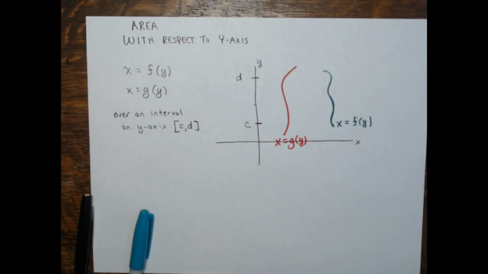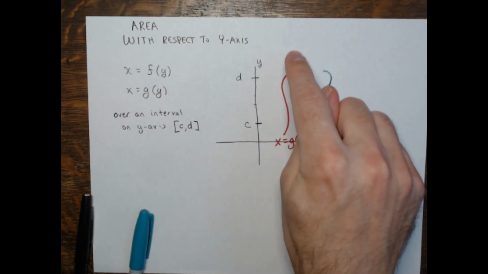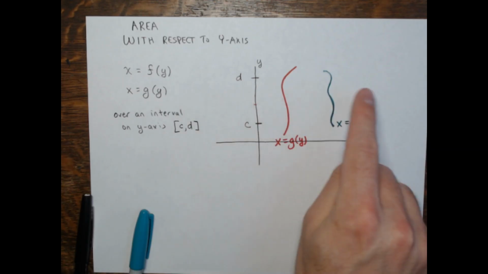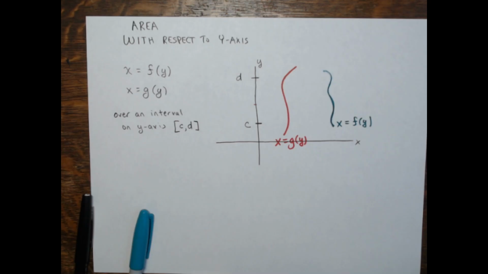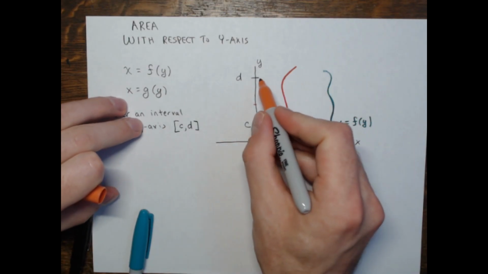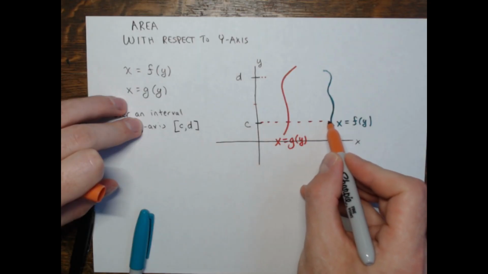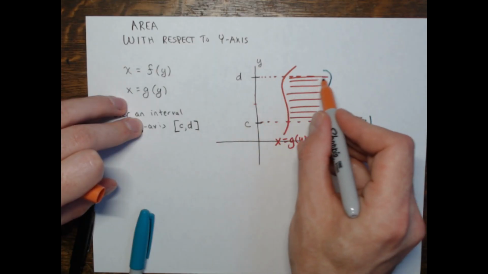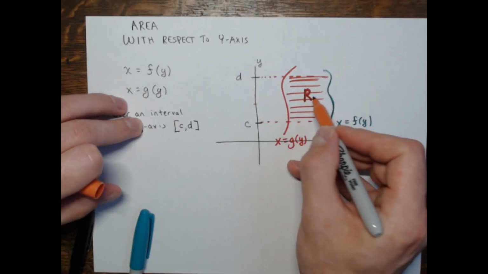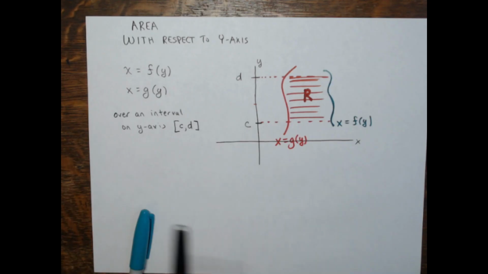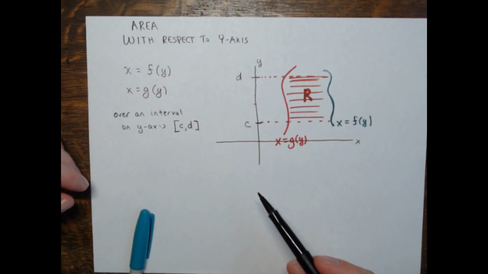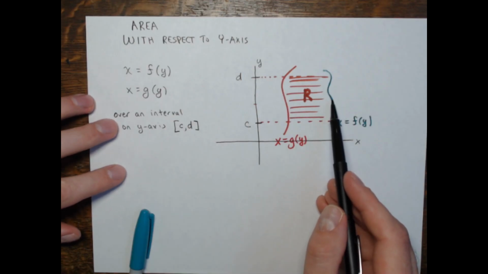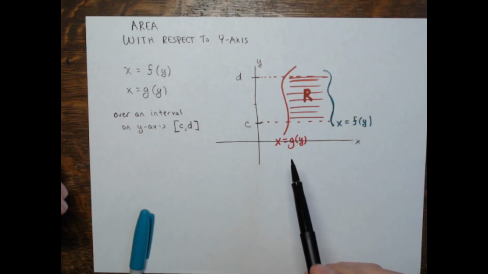That's why they're saying x is a function of y, right? These are not functions of x, right? They don't pass the vertical line test, but they are functions of y. They pass the horizontal line test. And so, in this area between the curves here, again, from c to d, from here up to when y equals d, this is my region R. So it's really no different a setup. It's just you're going to do right minus left instead of top minus bottom.